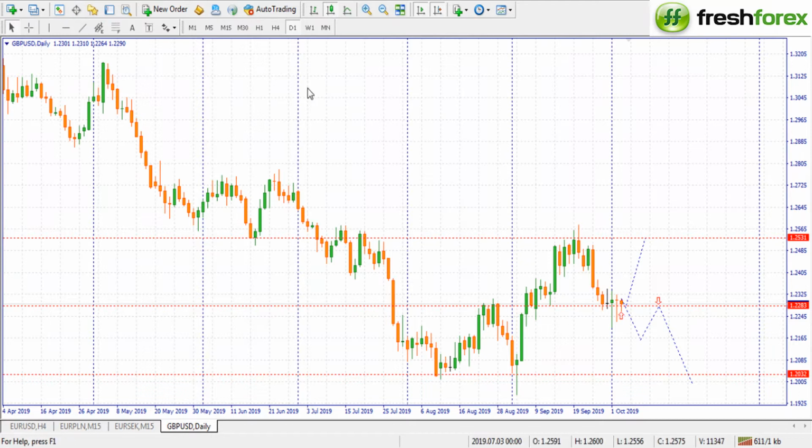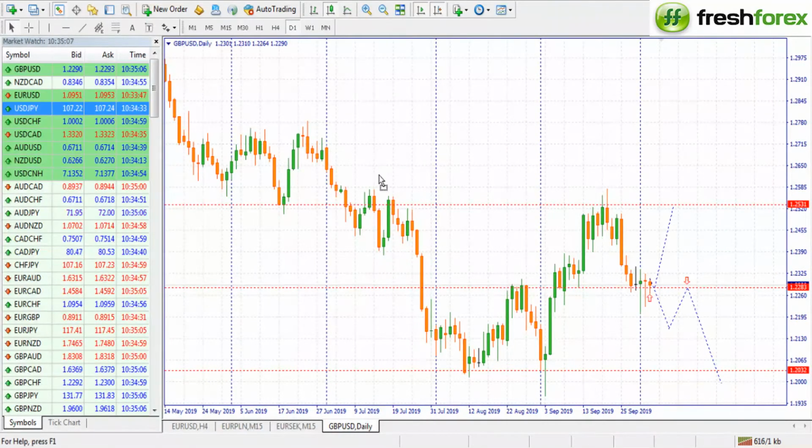So move forward. GBPUSD is a buy. Euro USD is also a potential buy. So we move forward. USD JPY.